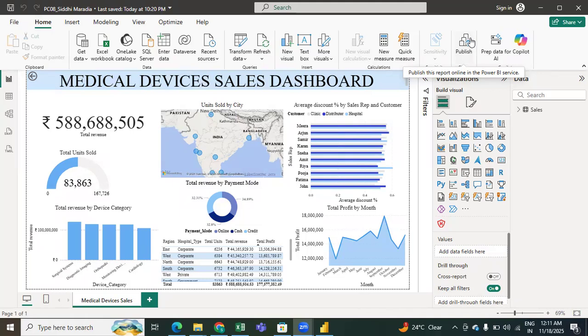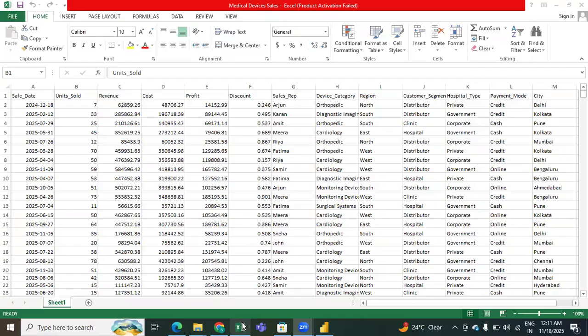Today I'll be taking you through the dashboard which I've created, a medical devices sales dashboard, and we'll be conducting the analysis on the same. Before conducting the analysis, we'll go through the Excel sheet data, where we have 2000 rows. As we can see, there are 2000 rows and 13 columns.